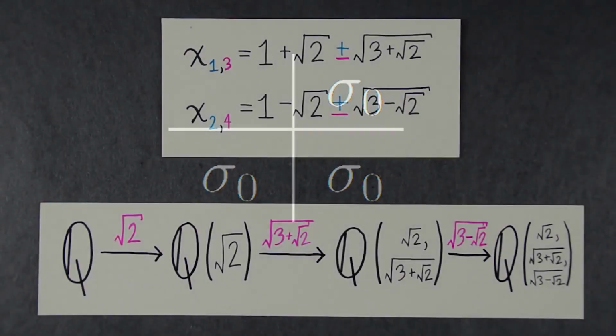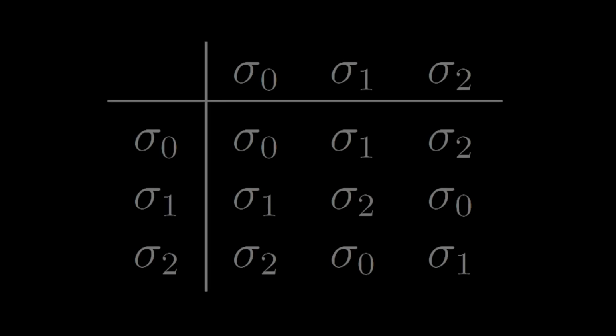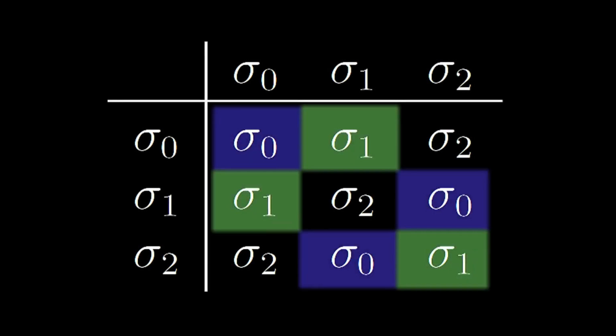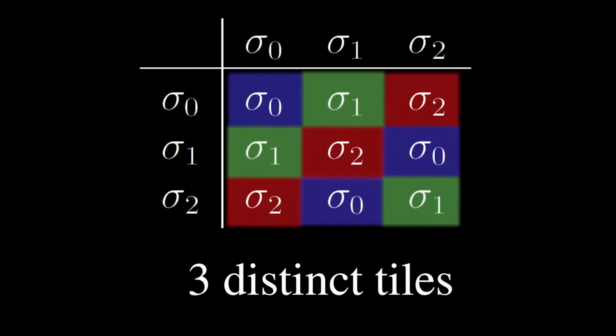In general, if a polynomial is solvable by radicals, the number of tiles is a prime number. Here's an example of such a group. Groups with this property are called solvable groups. Now we're ready to see why the quintic has no general formula.